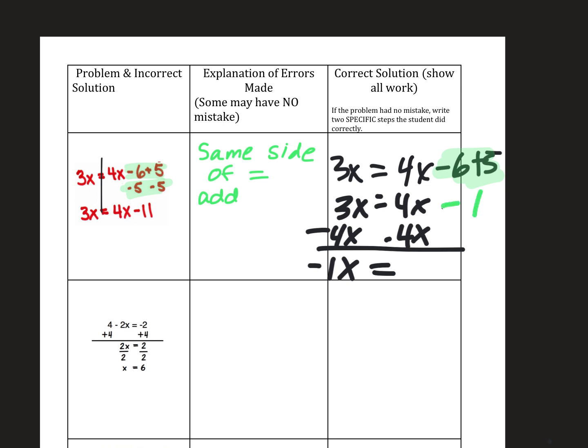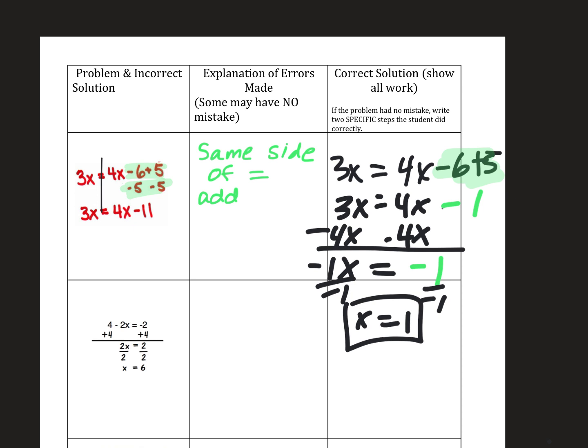Okay, so I've got negative x is equal to negative 1. And then how am I going to cancel out that negative 1? The negative 1 sitting there means multiplication. How am I going to cancel out that multiplication? By division. So I'm going to divide both sides by negative 1. So x is equal to a positive 1. I know I kind of spilled out there into the next problem. Sorry about that, guys.